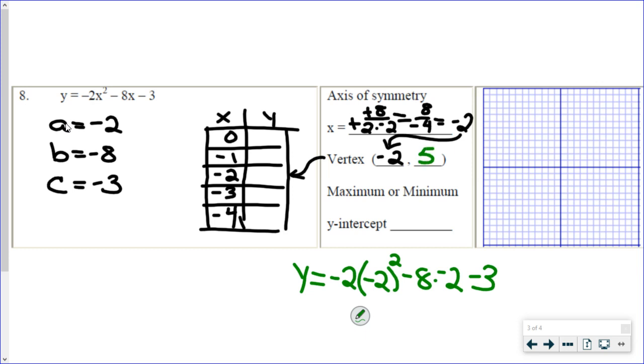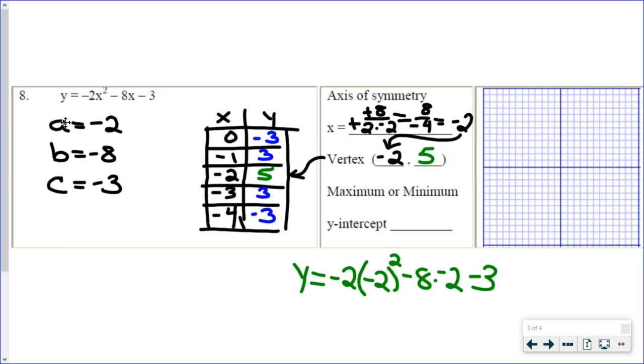I get when x is -2, y is 5. And then I just keep changing this formula, and I finish my table and, hopefully, you get 3, -3, 3, -3. Pause the video and make sure you can do that in your calculator.